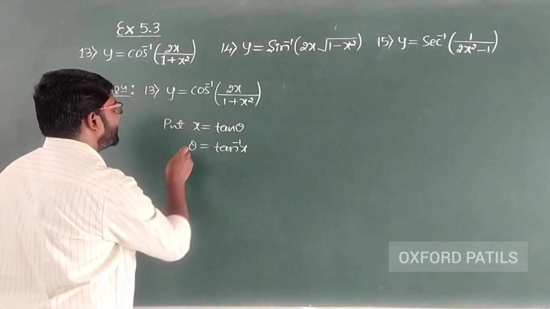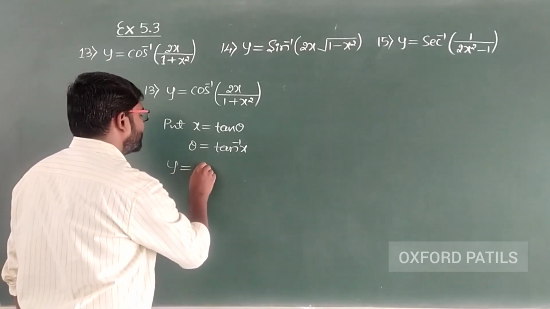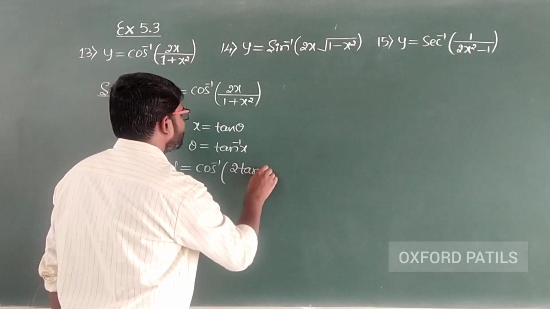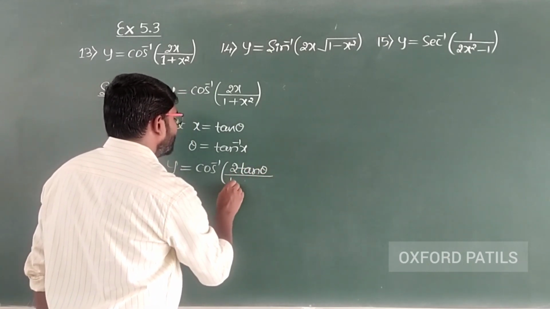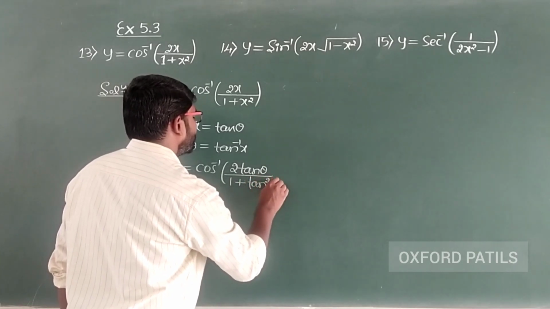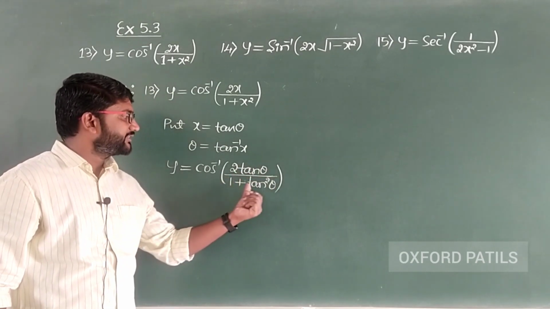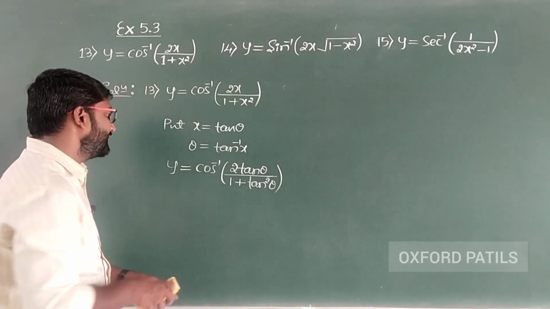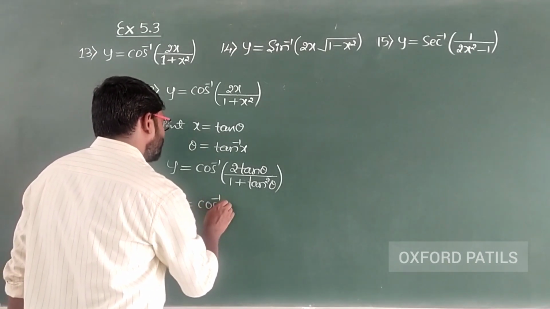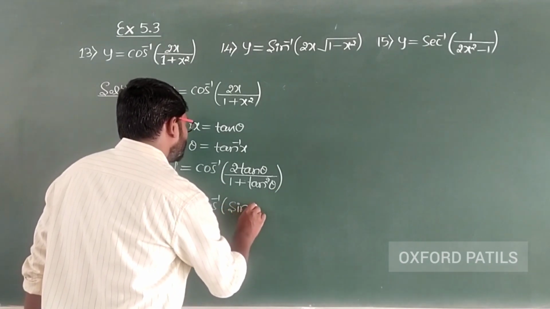So rewrite the given function now. y equals cos inverse of 2 tan theta divided by 1 plus tan square theta. So this is the standard formula now. 2 tan theta by 1 plus tan square theta will be sin 2 theta. So y equals cos inverse of sin 2 theta.